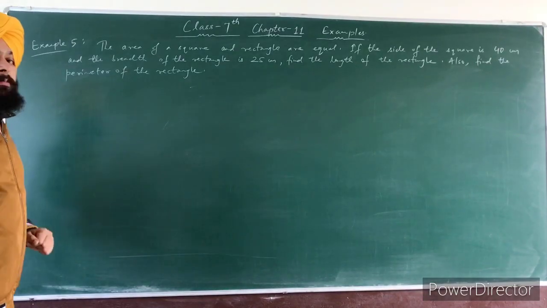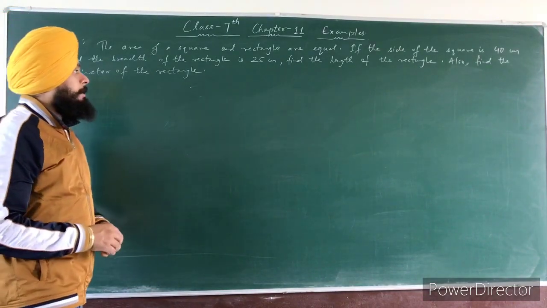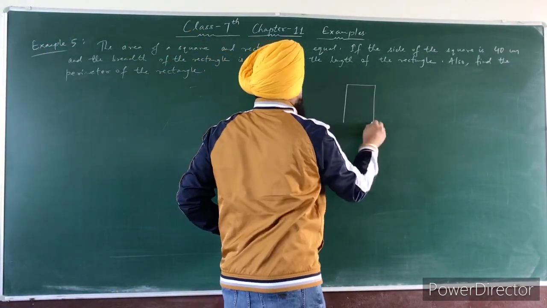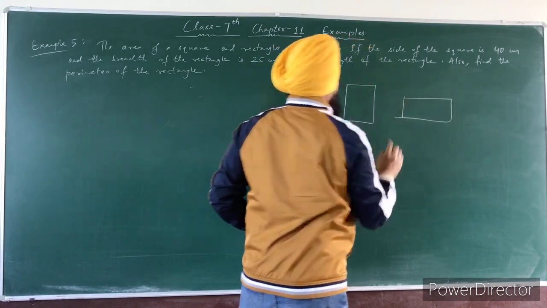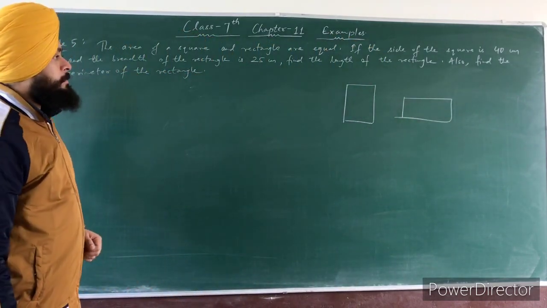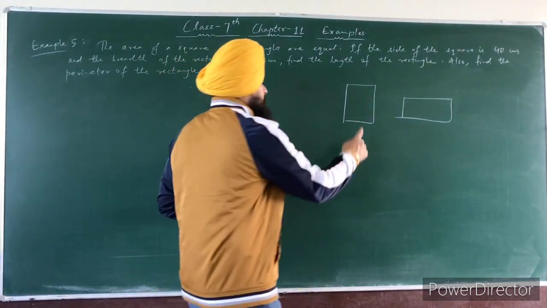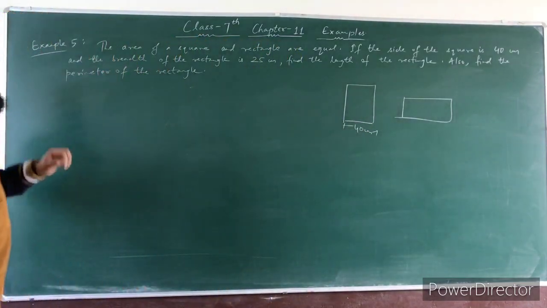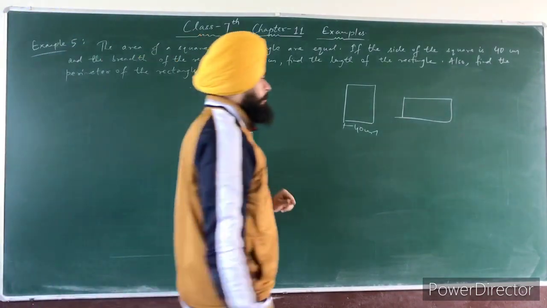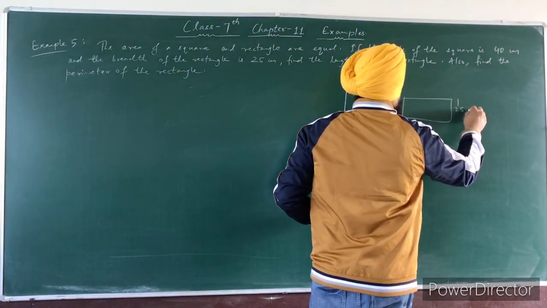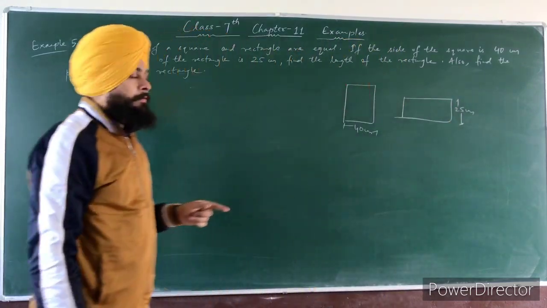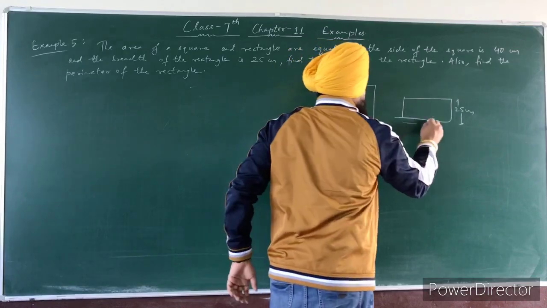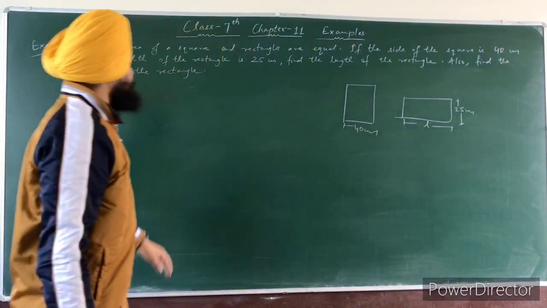Next, this is example number 5. The area of a square and rectangle are equal if the side of the square is 40 centimeter. Side of the square is given, that is 40 centimeter, and the breadth of rectangle is 25. Find the length of rectangle.